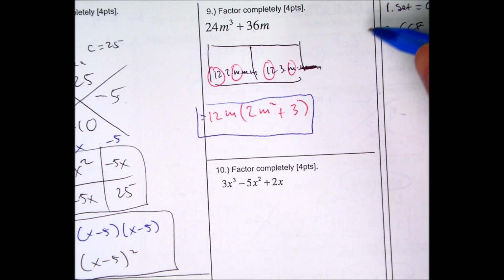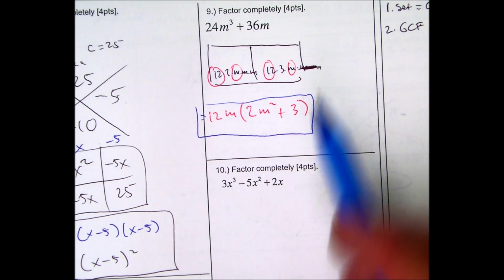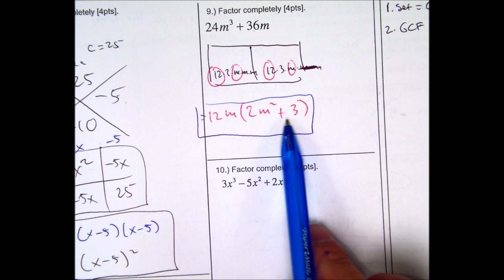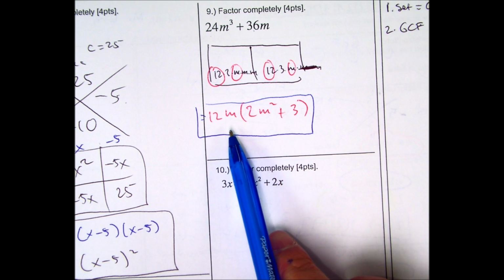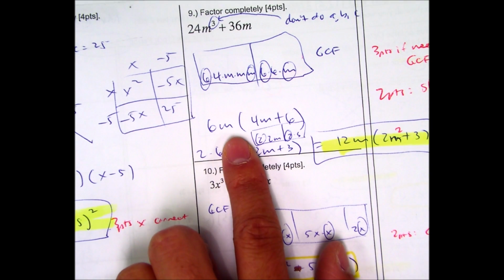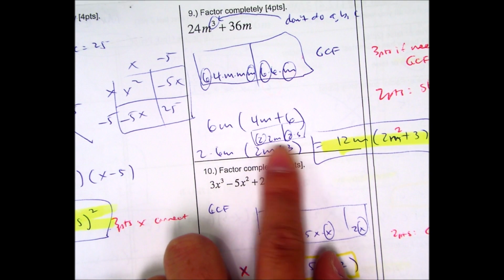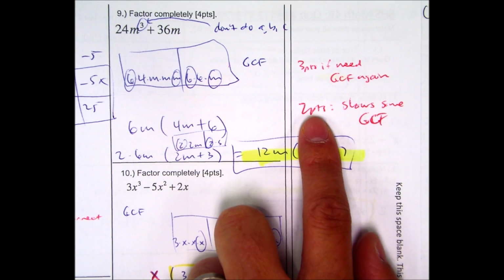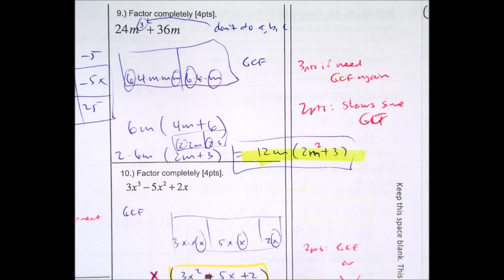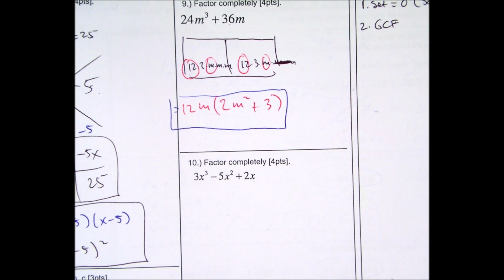You got 3 points out of 4 if you could have factored again, meaning if you look inside here, maybe your number wasn't large enough. So maybe some of you may have written 6m, but then you have a 4m plus 6. You just have to take out a greatest common factor again. You got 2 points if you knew there was some kind of factor, but you couldn't find all of them. You couldn't get the correct answer. Okay? All right, question number 10.